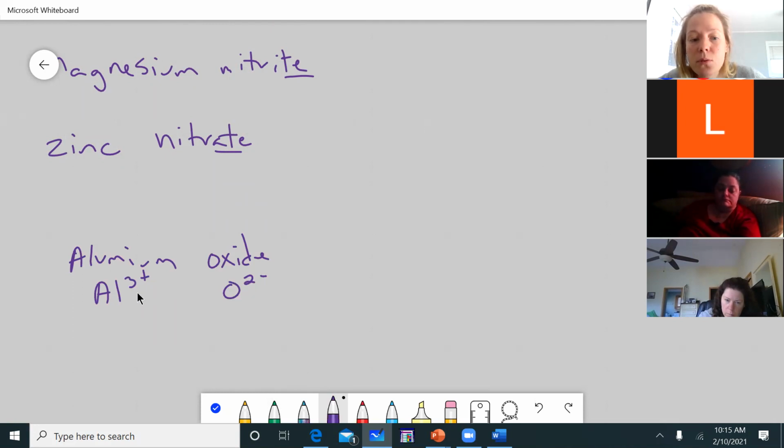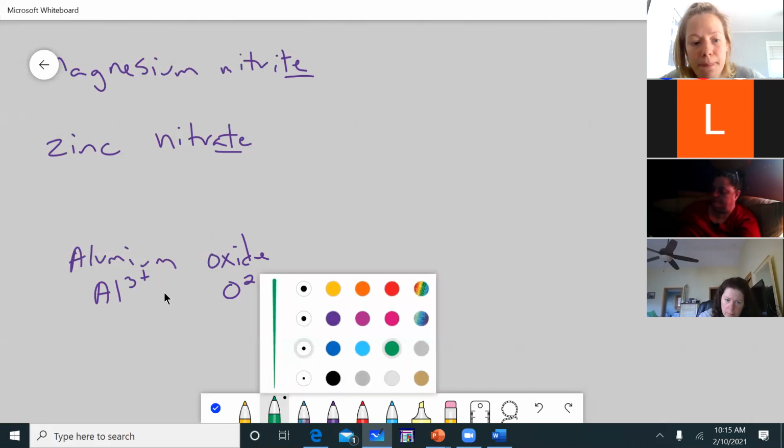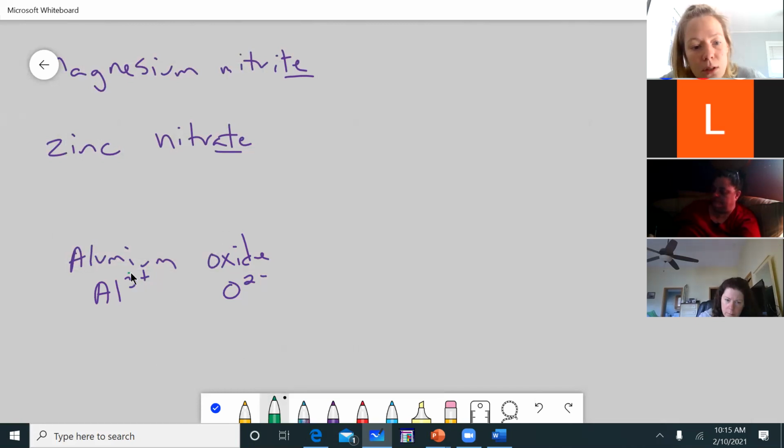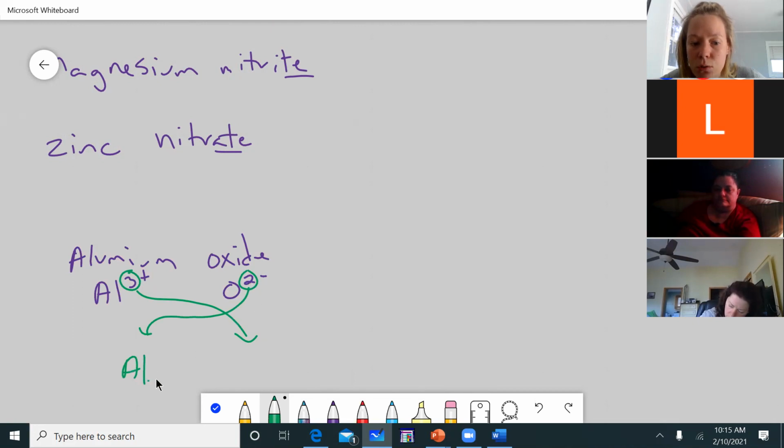So the simplest way, you're trying to balance it out. You're trying to come up with a final molecule that's charge neutral. And so you need to find the lowest common denominator between the two of them. And the fastest way to do that is to take the magnitude of this. So the 3 is going to get dropped down and become the subscript of the oxygen. The 2 on this is going to become the subscript of the aluminum. So aluminum gets the 2, oxygen gets the 3.